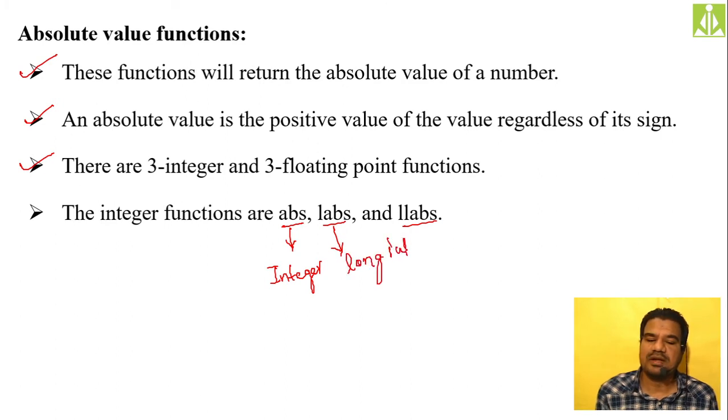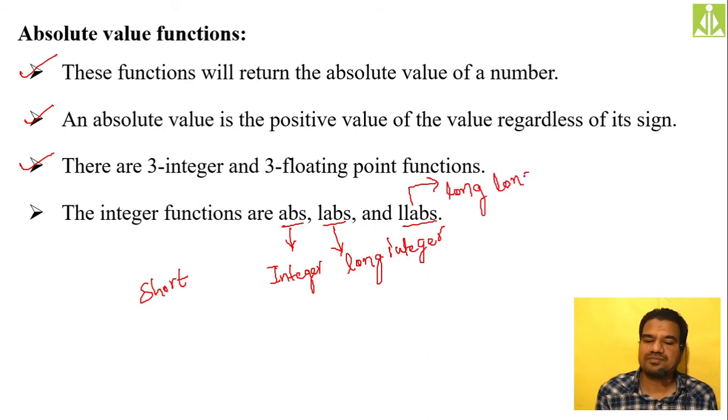If you have studied data types, you will understand this. There is no function provided to convert a short value into an absolute value. We have only ABS for integers, LABS for long integers, and LLABS for long long integers.